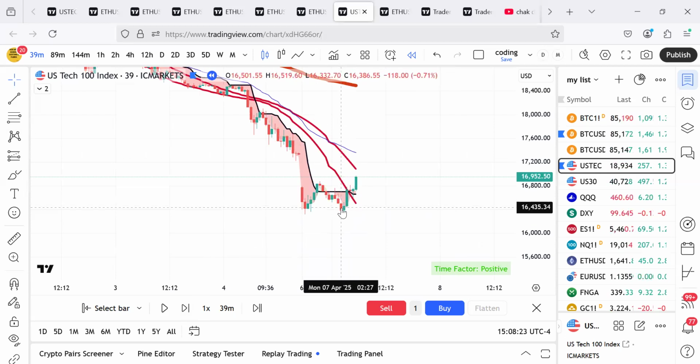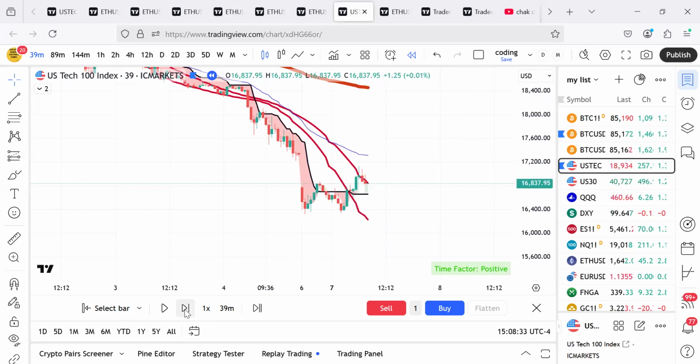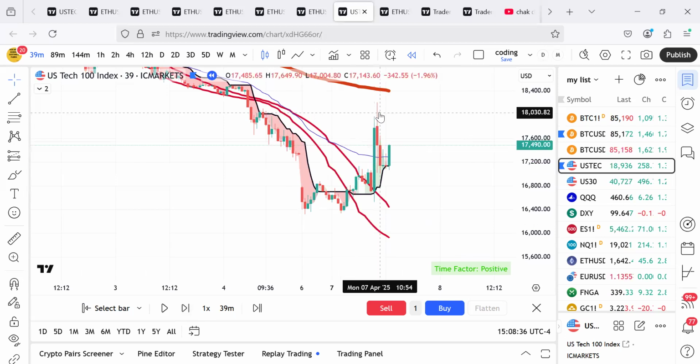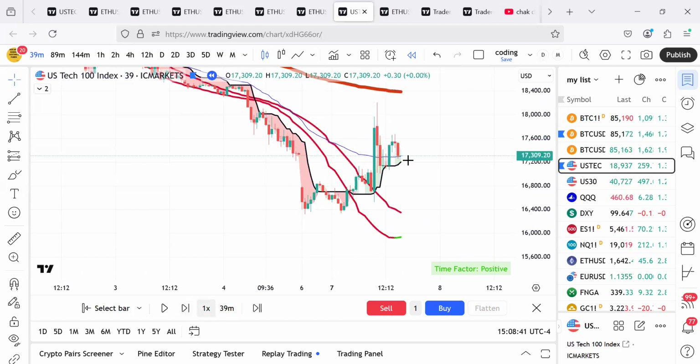I was able to long over here because of my experience, but still this is a good entry as per the rule on the black MA. The cycles are positive, time factor is positive. Now we suddenly got this big up move, right? So we could have entered again over here on the touch of the black MA when we saw that it is not going down, and now the time factor is negative.